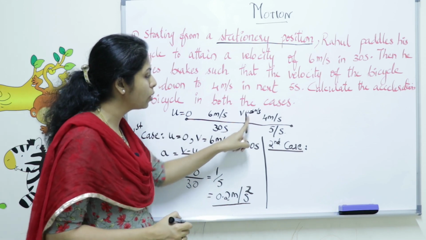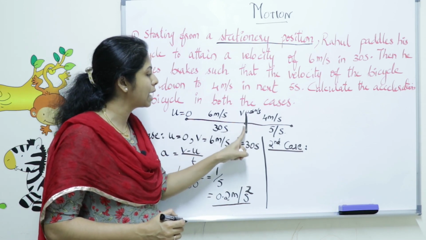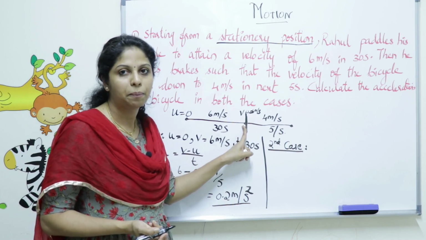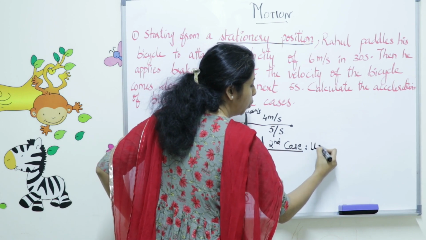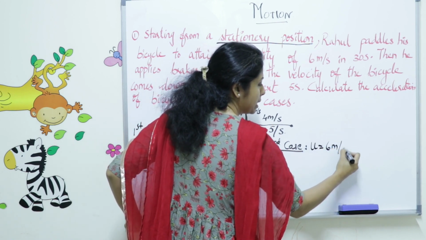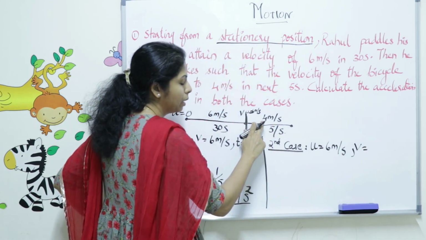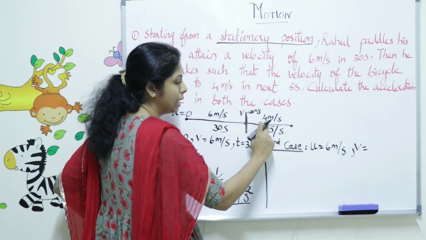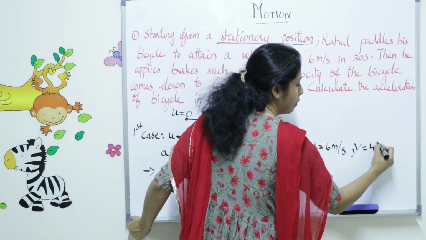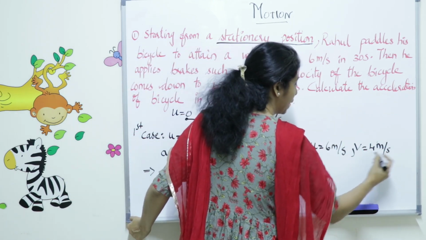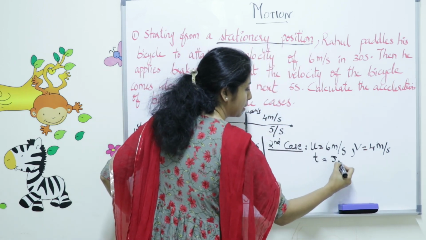Now, the initial velocity will be 6 meter per second, because when he applied brake, he was traveling with 6 meter per second speed. So, in the second case, the value of u will be 6 meter per second, whereas the value of v will be, by the time he applied a brake, the speed decreased to 4 meter per second. So, the final velocity will be 4 meter per second, and the time t will be 5 seconds.